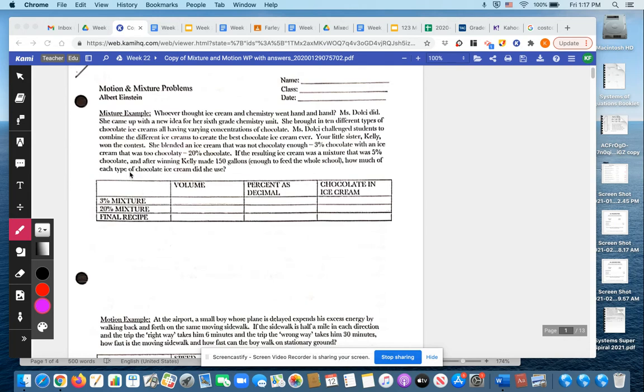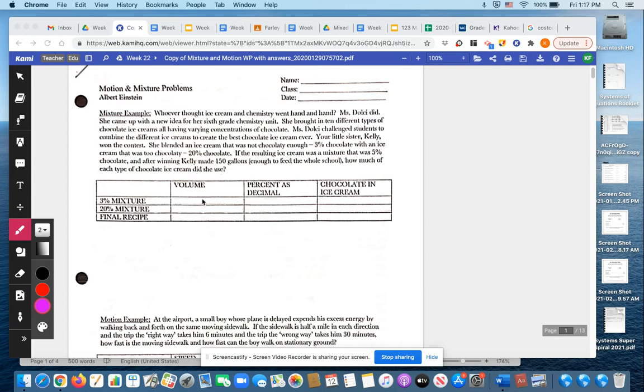Very wordy word problem here. A lot of background information that is basically unnecessary. Basically, what we need to do is take a certain amount of chocolate ice cream, a 3%, a certain amount of that, mix it with the 20%, and our goal is to find 150 gallons of that.